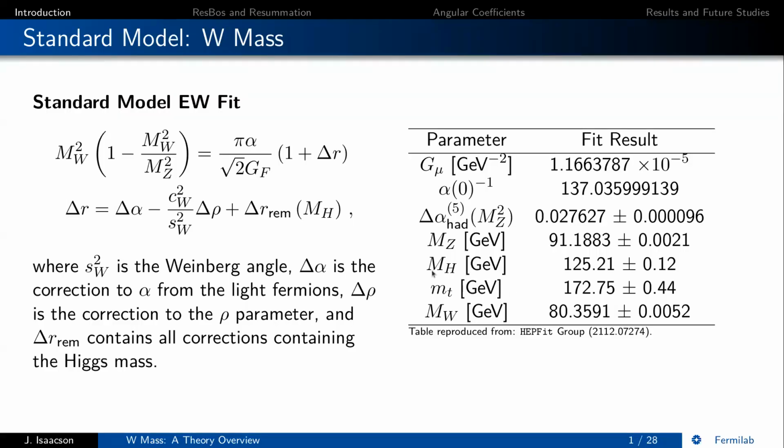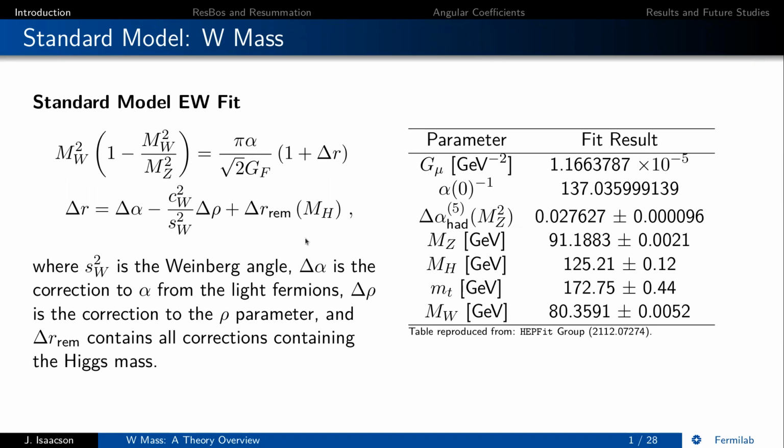In the standard model, you can define three electroweak parameters, and then you get all the other electroweak parameters from a prediction. So you can predict the mass of the W given the mass of the Z, the fine structure constant, and GF. You get a relationship between MW and those constants, plus a delta R term, which contains loop corrections to the fine structure constant, corrections to the rho parameter, and terms proportional to the Higgs mass.